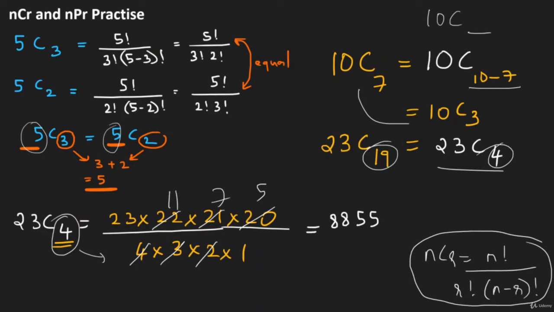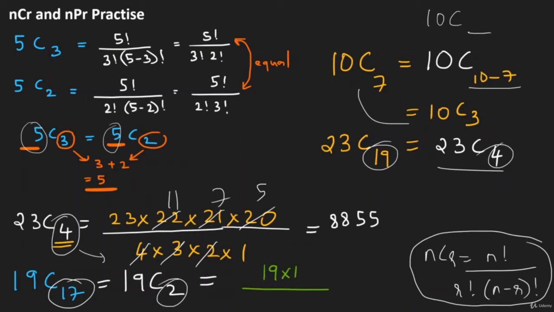Alright, let's do one more question. What about 19C17? So the first step is make it into a simpler expression. We know that 19C17 will be equal to 19C2, right? Because 17 plus 2 is equal to 19. Alright, so 19C2, that's 19 into 18 by 2 factorial, which is 2 itself. Now, why did you just take 2 numbers in the numerator? Because that's what you have over here, which is a 2.